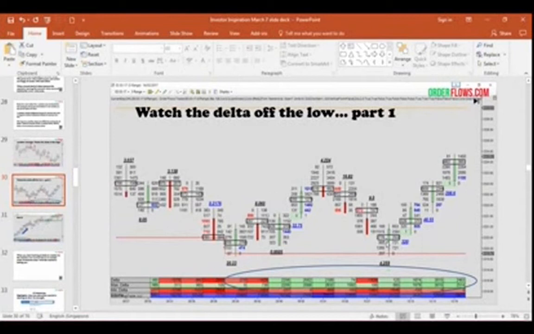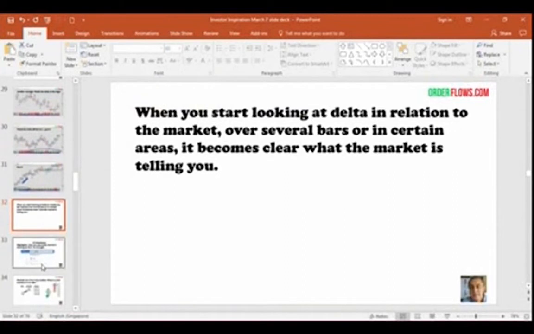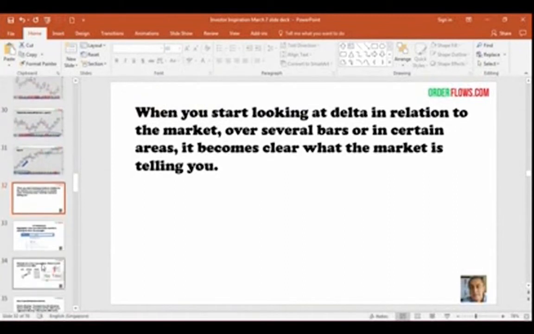But nevertheless, what you really want to be looking at is how the market is acting at highs or lows. If it's starting to string together periods with positive delta, that's often a sign that, hey, buying is coming in. People are starting to accumulate down here. The market's all about accumulation and distribution of positions. So, when you start looking at delta in relation to the market, especially over several bars or in certain areas, highs or lows, it becomes clear what the market is telling you.